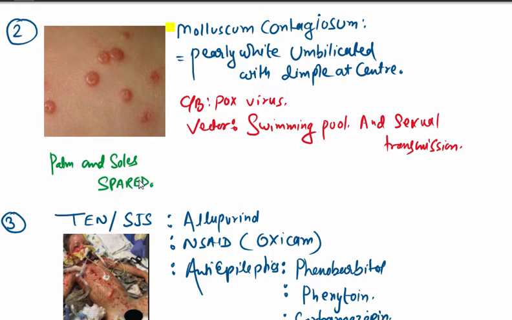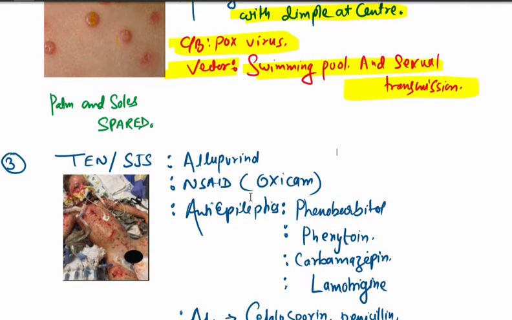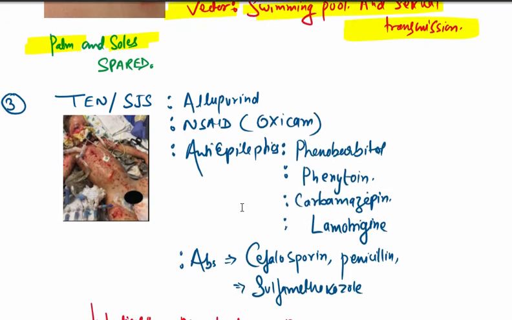Next one, Molluscum contagiosum. Here we see multiple pearly white umbilicated lesions with a dimple at the center, so the center is depressed. This is caused by a pox virus. Now how does it spread? It spreads in common swimming pools, and sometimes sexual transmission is also seen. But palms and soles are spared in Molluscum contagiosum.